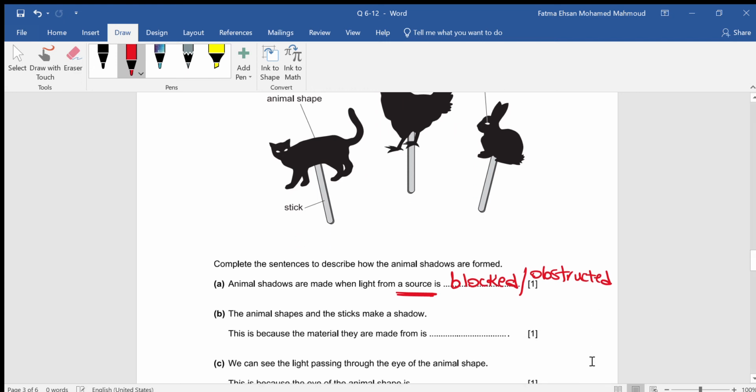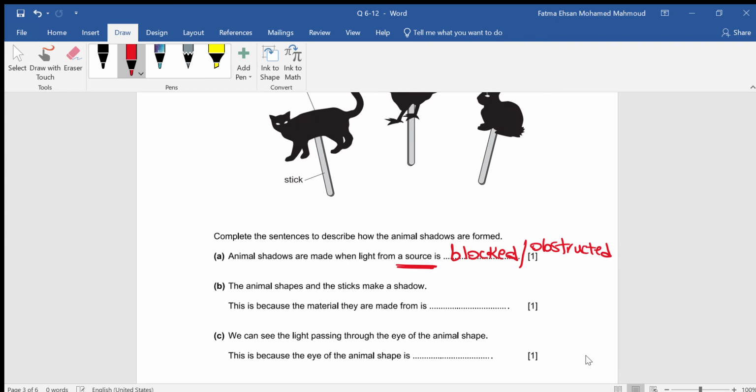The animal shapes and the sticks make a shadow. This is because the material they are made from is. What materials make the shadow? It's opaque. We can see the light passing through the eye of the animal shape. Here I can see the light passing through the eye because the eye of the animal is transparent, or you can just say see-through. So either transparent or see-through, both are correct.